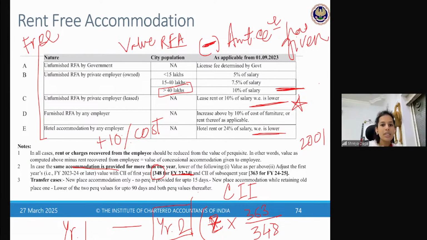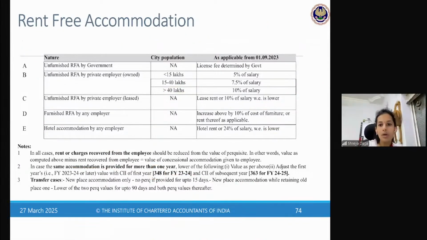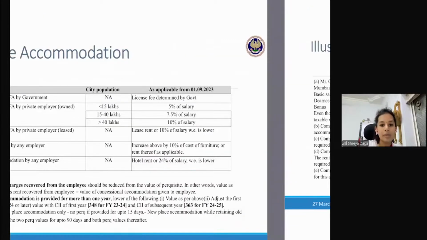All right, so this is rent-free accommodation summarized in one slide. You have so many pages and paras in your study material, but if you read this, it is comprehensive. You don't need to refer to any other study material. And when you solve sums, you will also be further clear about what we are talking about. Okay.